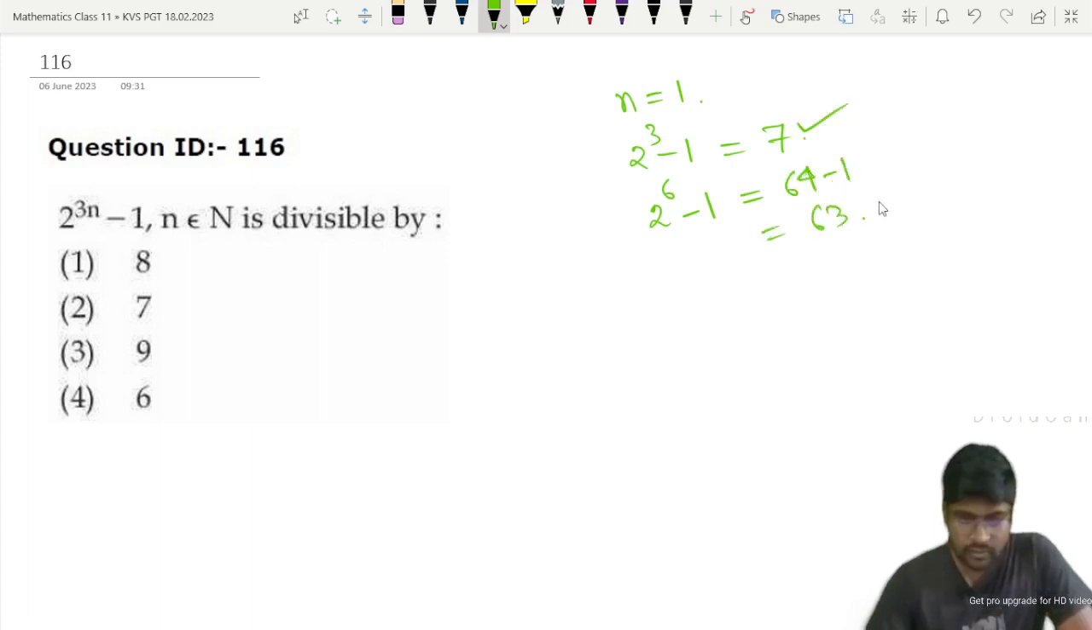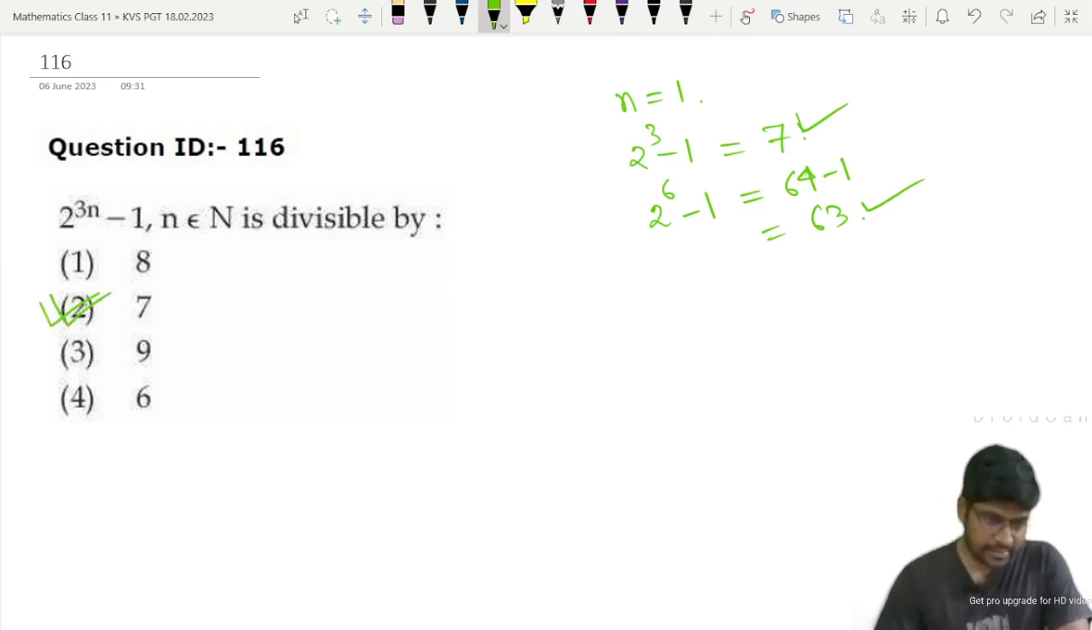Now all these numbers, what you can see, are divisible by 7. Yes or no? They are divisible by 7. So 7 is the correct answer. So option 2 is the correct answer. For question number 116, option 2 is the correct answer.